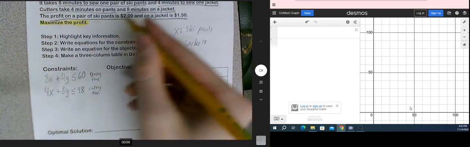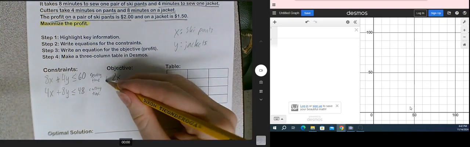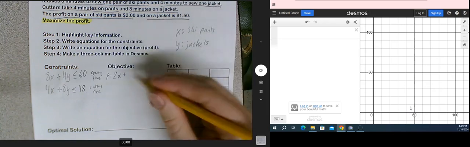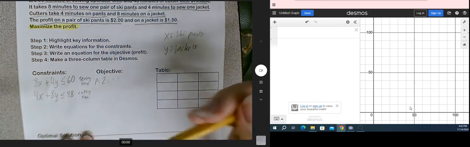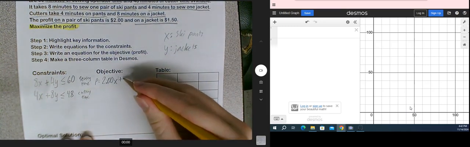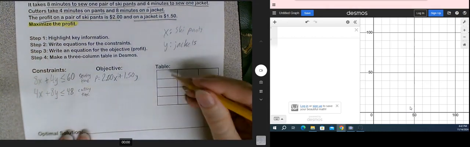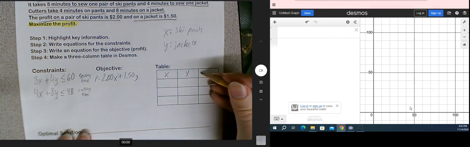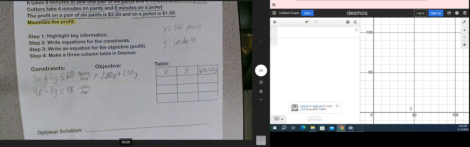Our objective is the profit. So we make $2 for every pair of ski pants. This is the profit. And $1.50, actually I'm going to write it all the way out. We make $2 for every pair of ski pants and $1.50 for every jacket. So in my table, I'm going to write X, Y, and then $2 for every pair of ski pants plus $1.50 for every jacket.